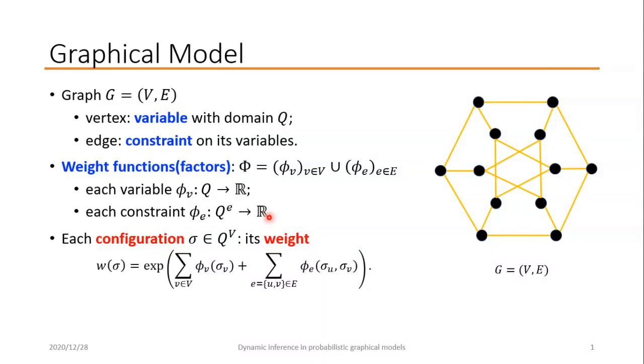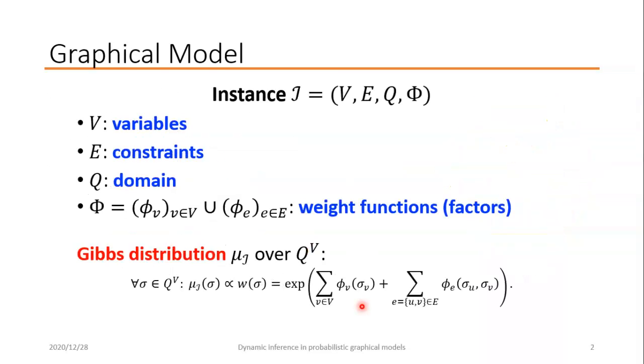Now, for each configuration sigma in Q to the V, where a configuration is an assignment of all random variables, the weight of sigma is e to the sum of all the weight functions. Now we can use variables, constraints, domain, and weight functions to specify a graphical model. The graphical model defines a Gibbs distribution mu such that the probability of each configuration is proportional to its weight.